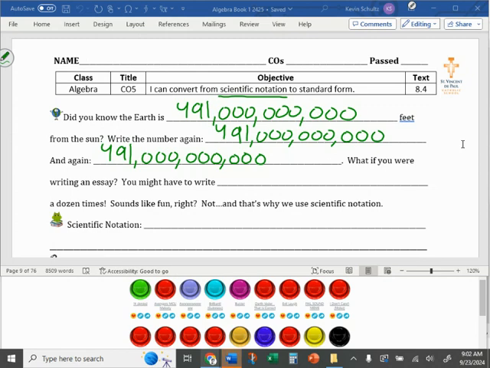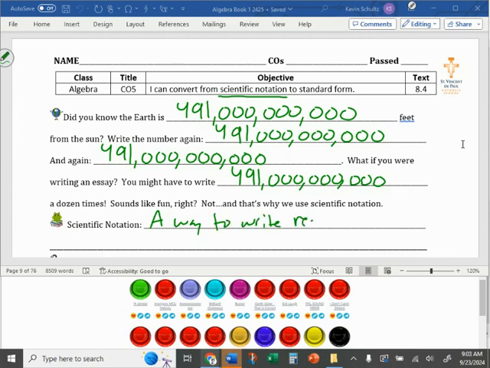And here's the thing. If you were writing an essay on the solar system, something like that, you might have to write 491 billion a lot of times. Since this number is just a 4, a 9, a 1, and then a whole bunch of zeros, what's the point? So instead of having to do this over and over again, we have developed scientific notation, which is a way to write either really big or really small numbers using powers of 10.